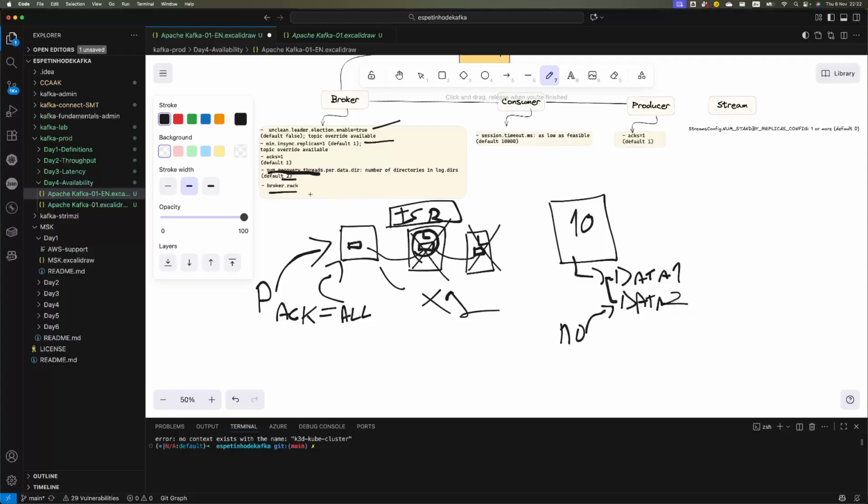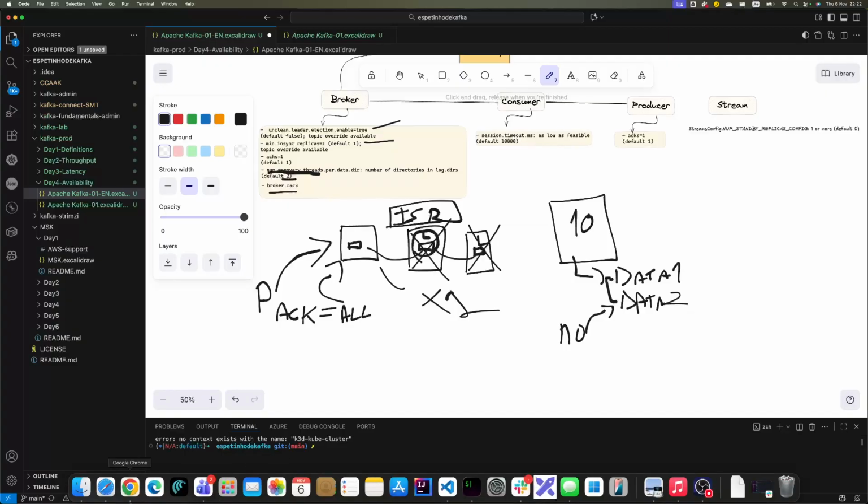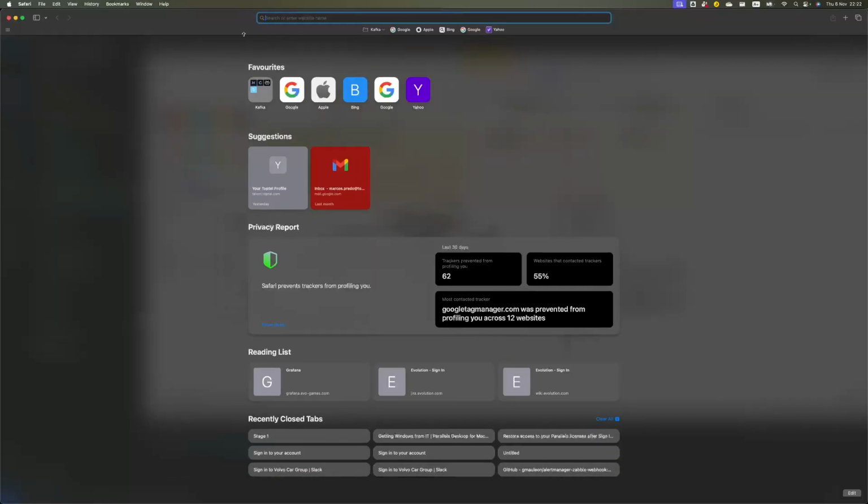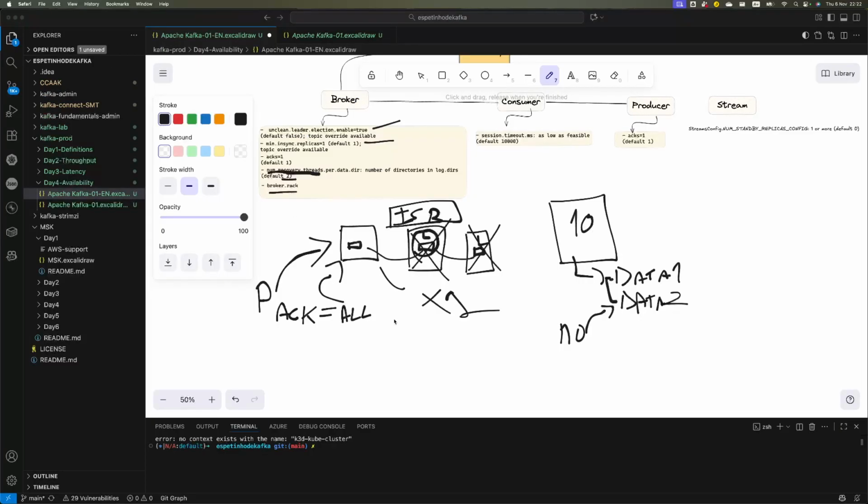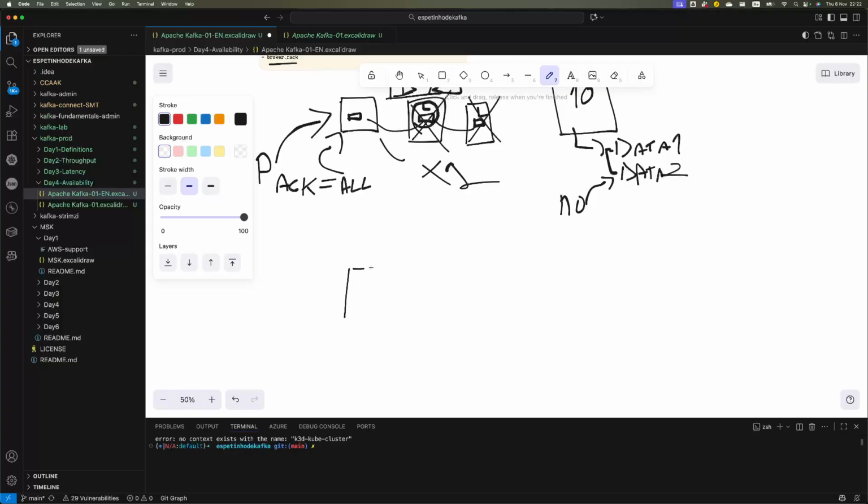Another parameter here that we can discuss is broker rack. What is broker rack? So guys, this is not any new thing, right? This is just a configuration on the Kafka side you can check. So with broker rack, basically you declare each server broker. Let's go through an example with 3 brokers, right?